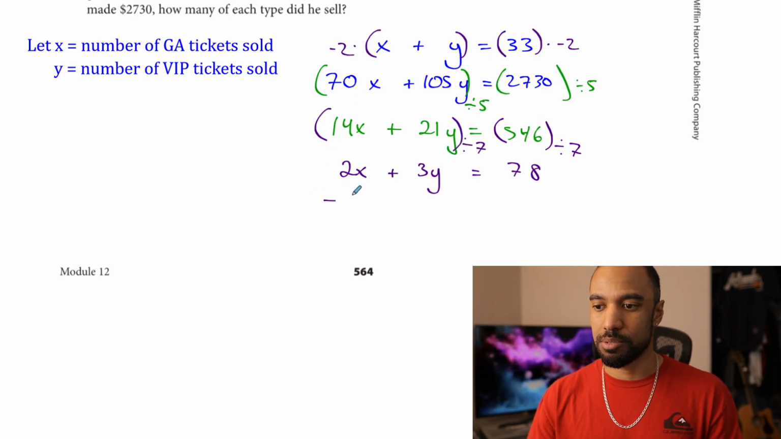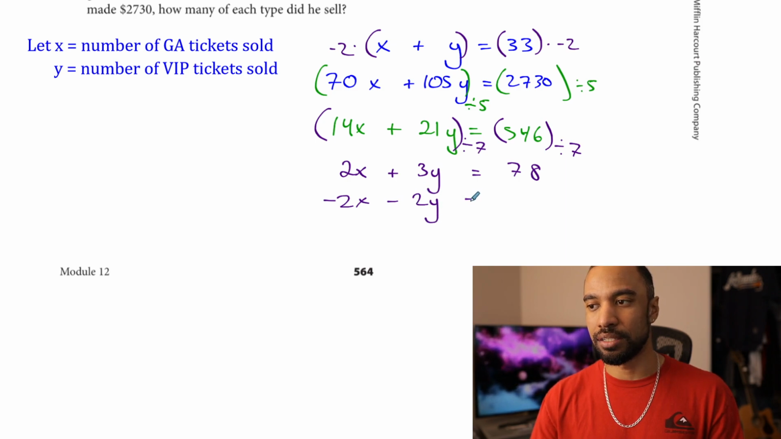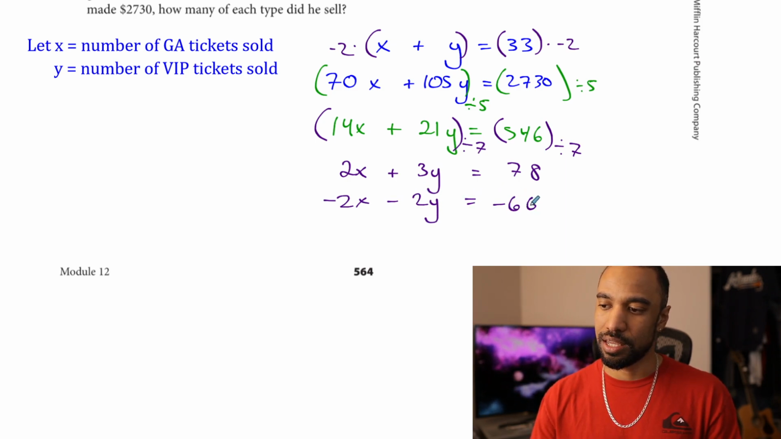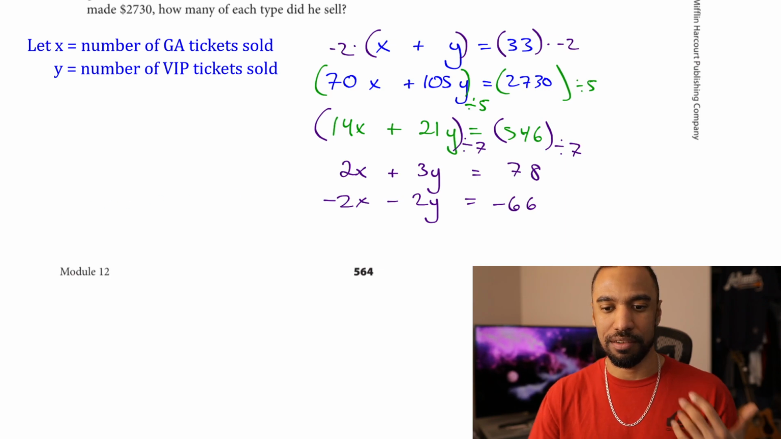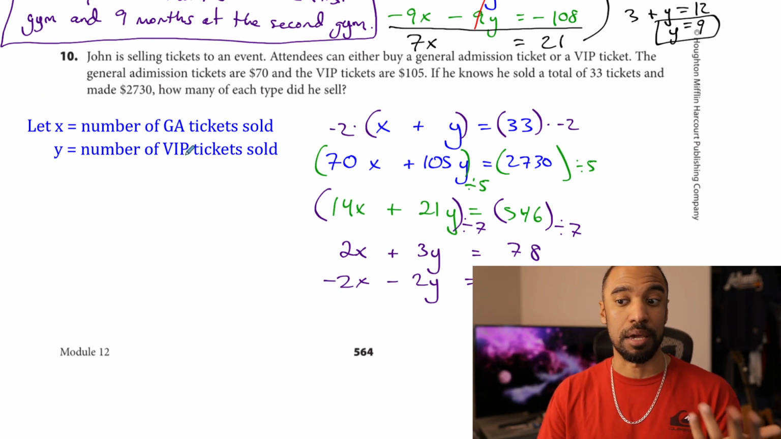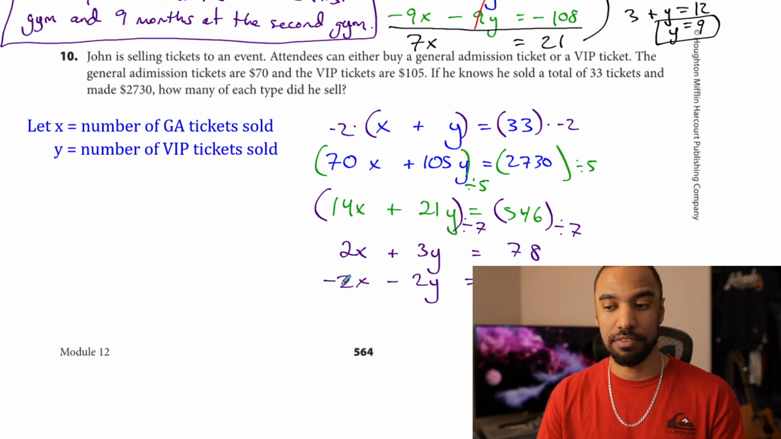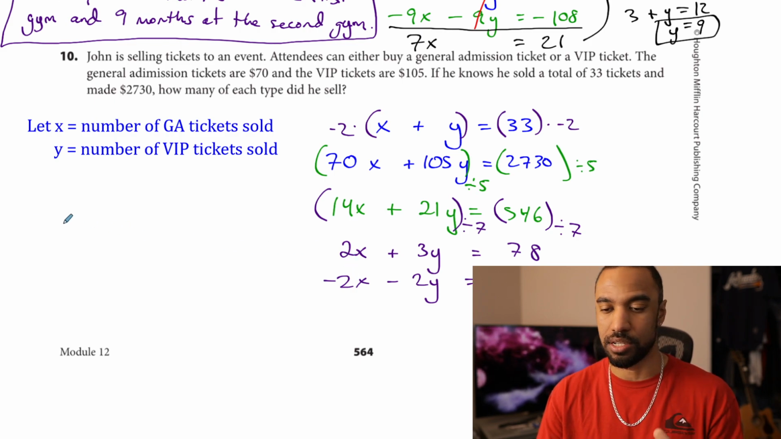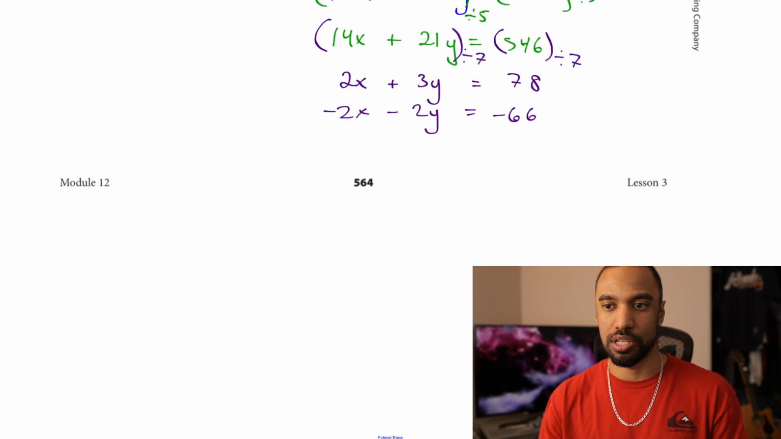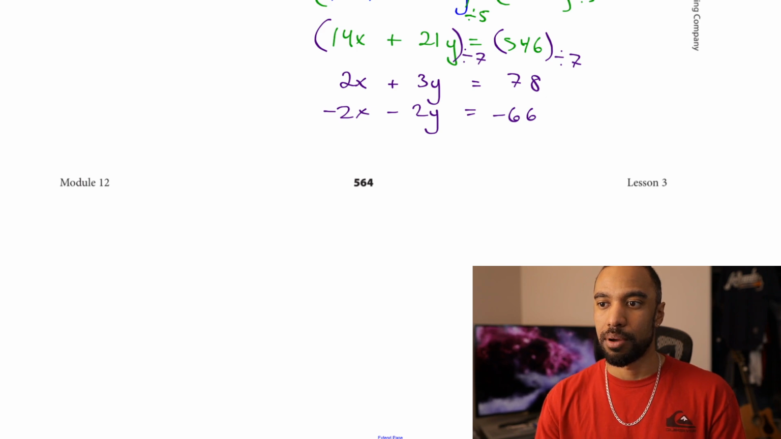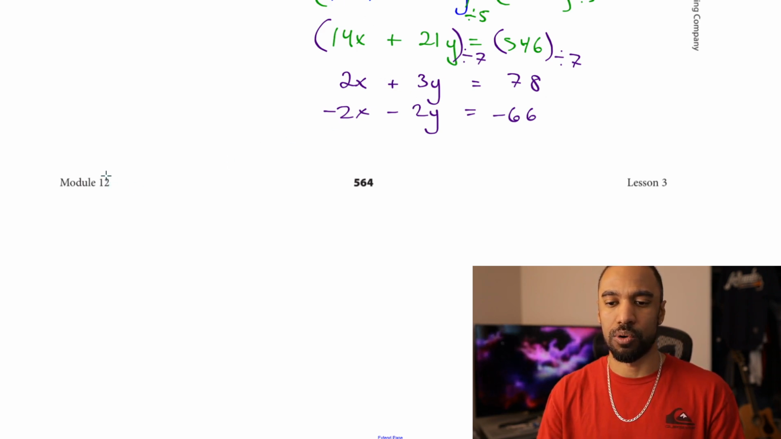Now you guys might be asking, which variable should I eliminate? It doesn't matter unless you're only answering a question for one. If this just asked how many VIP tickets did he sell, then I would definitely want to eliminate x because I only need to solve for y. If this asks for general admission, then I'd only want to solve for the other. But when it asks solve for either, then it doesn't matter which order you do it.